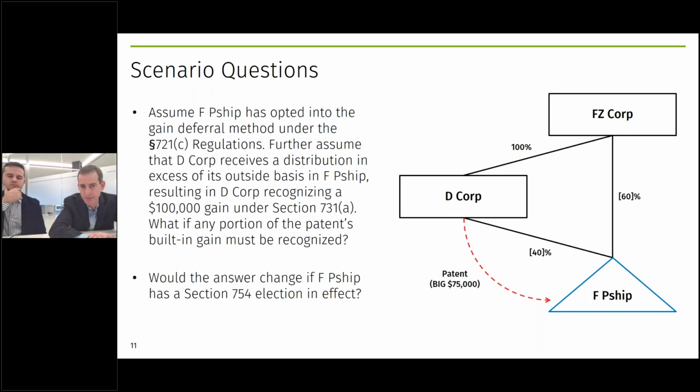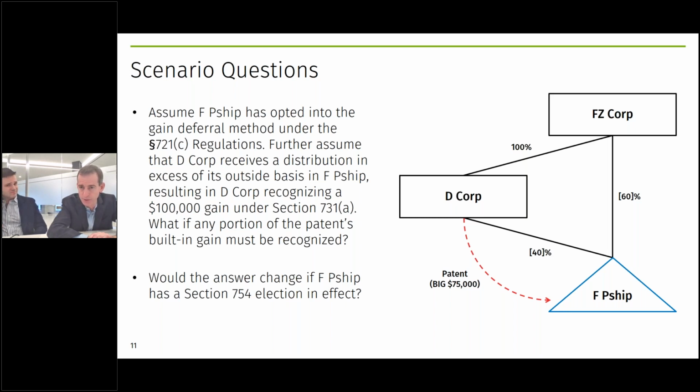So, under Section 731(a), D Corp recognizes a $100,000 gain. Is that going to be treated also as an acceleration event, and in which case you'd have to recognize the remaining pre-contribution built-in gain of the patent? And so the first scenario here is we're assuming that there's no 754 election in place at the partnership level, and in that event, that's not going to be treated as an acceleration event, because acceleration events are defined in the regs very broadly as anything that reduces or could defer the built-in gain in the patent.